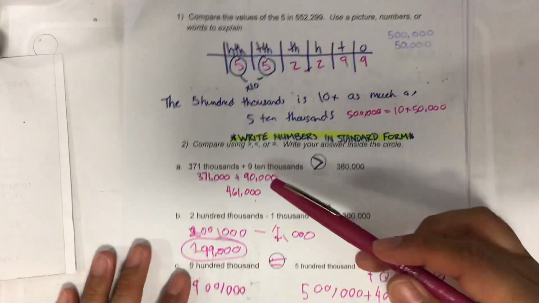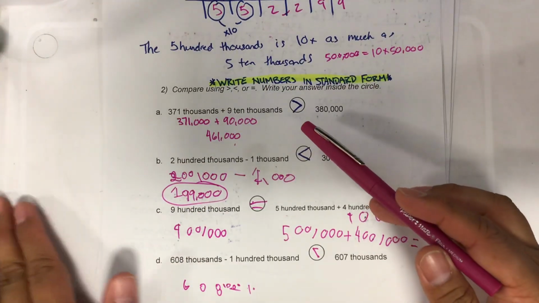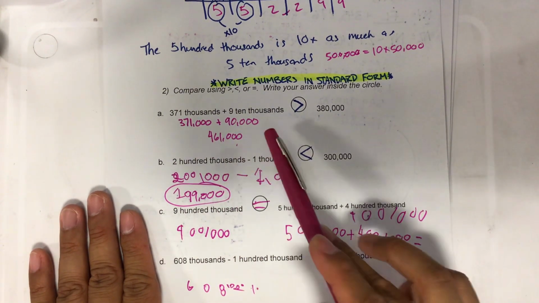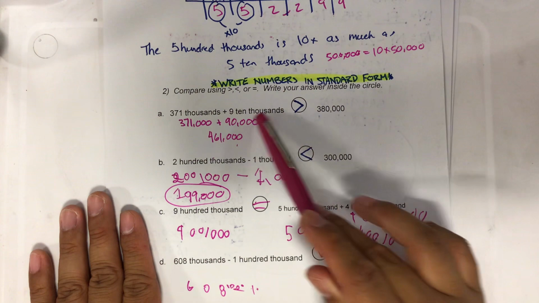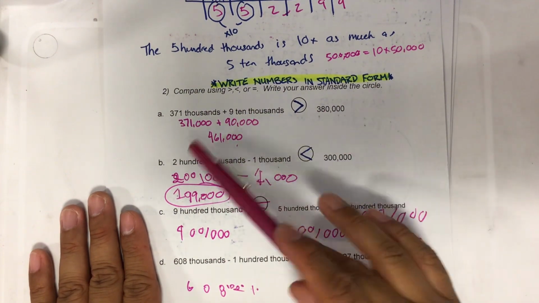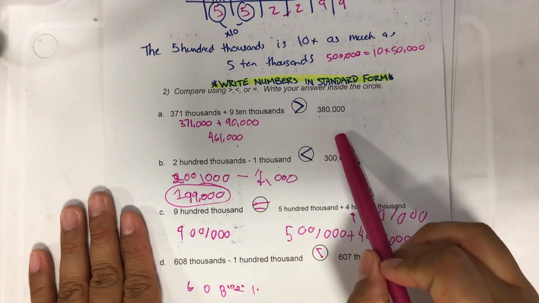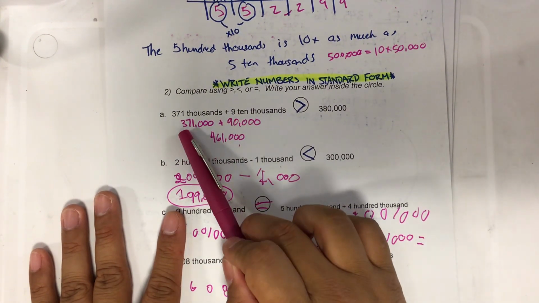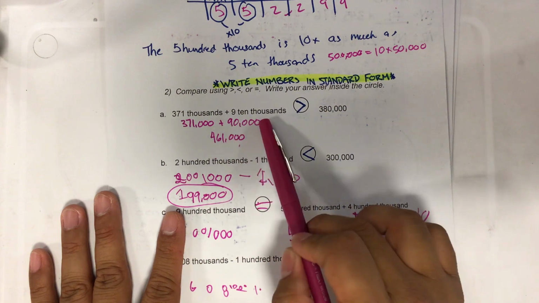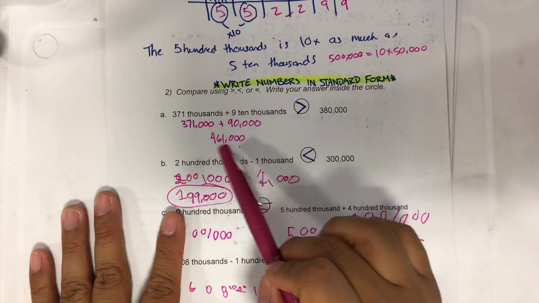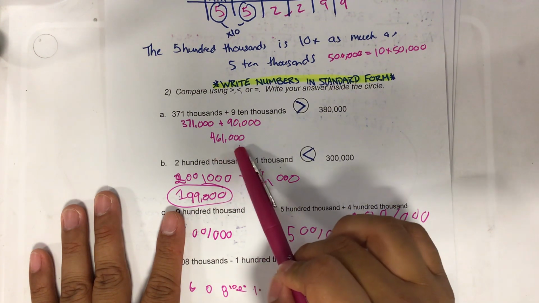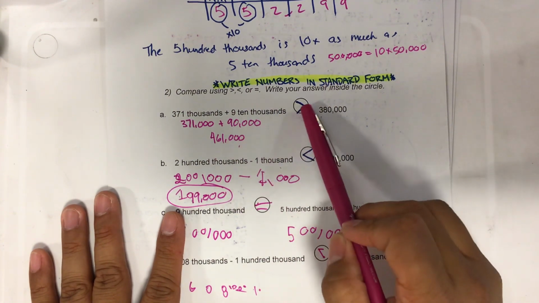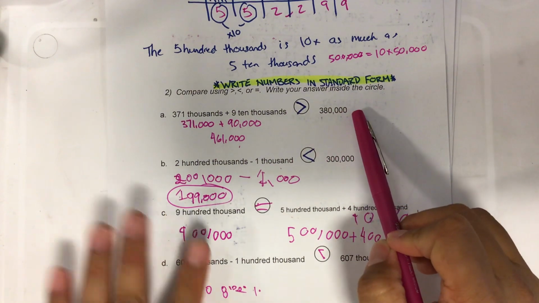Now, when we look for number two, we're looking at comparing numbers. I always ask the students to write down the numbers in standard form, so that way they could visually see and compare it instead of looking at units, because it's easier to compare numbers to numbers. Here we have an addition problem. We wrote out 371,000 plus 9 10,000s, which is 90,000. We add it together, we get 461,000, and we'll get our answer here. 461,000 is greater than 380,000.